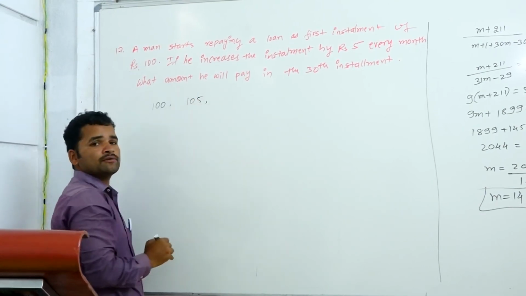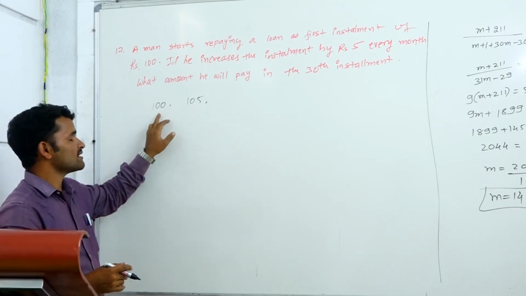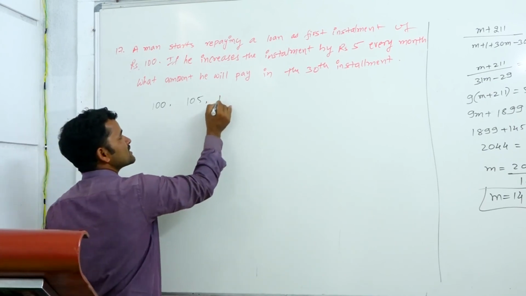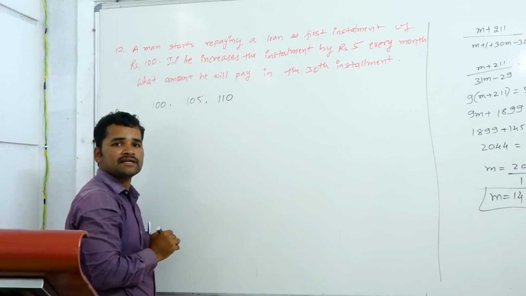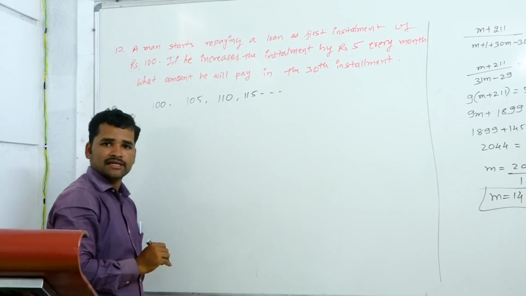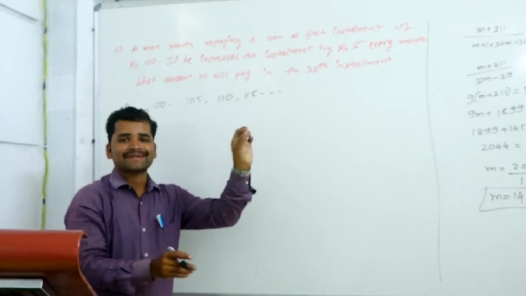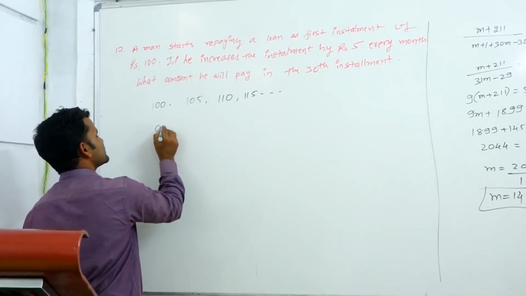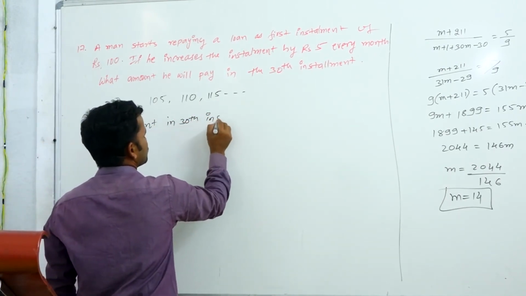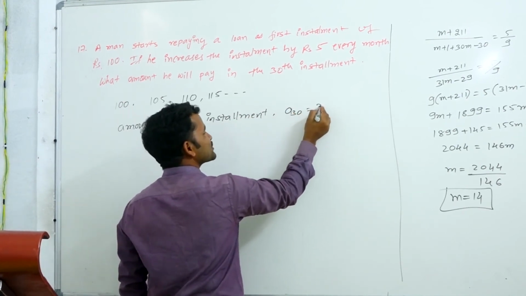105 rupees, means 105 rupees. This is the amount in the second installment. First installment 100 rupees, second installment 105 rupees. What about the third installment? Third installment 110 rupees, fourth installment 115, like that he proceeds. Now our question is what amount he will pay in the 30th installment. Amount in the 30th installment, A30, is equal to question mark here.